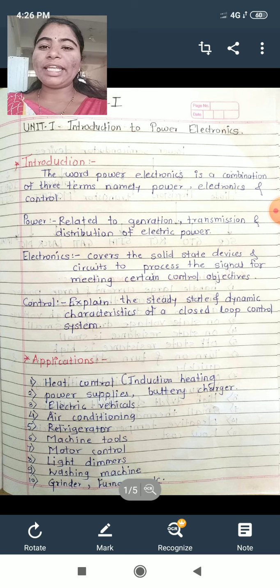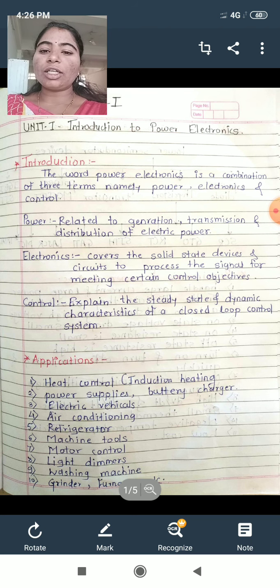Now see the meaning of each term. First term is power. Power is related to generation, transmission and distribution of electric power. Next is electronics. Electronics covers the solid state devices and circuits to process the signal for meeting certain control objectives. And the third term is control. Control explains the steady state and dynamic characteristics of closed loop control.